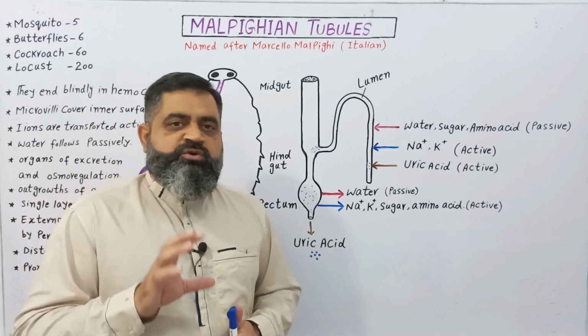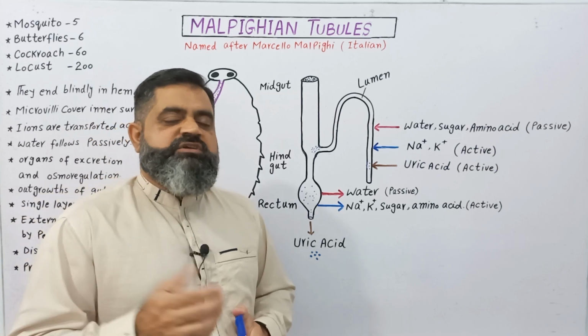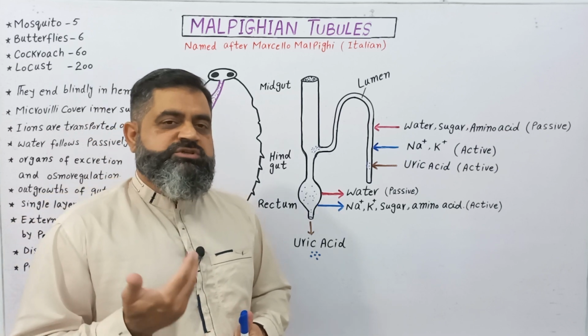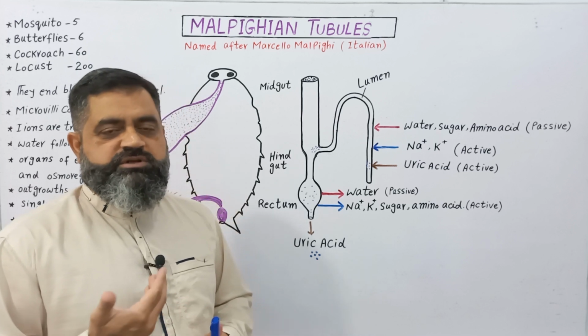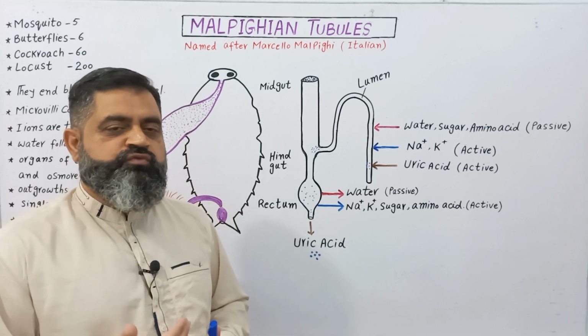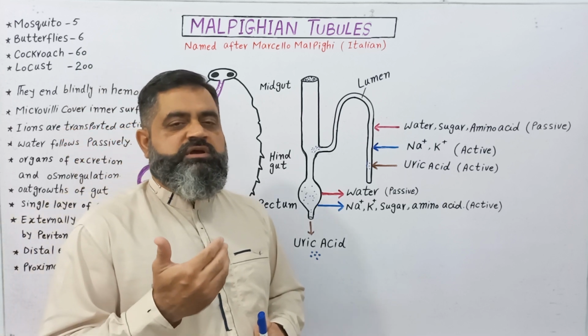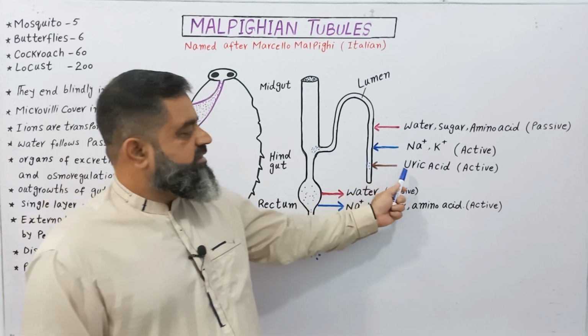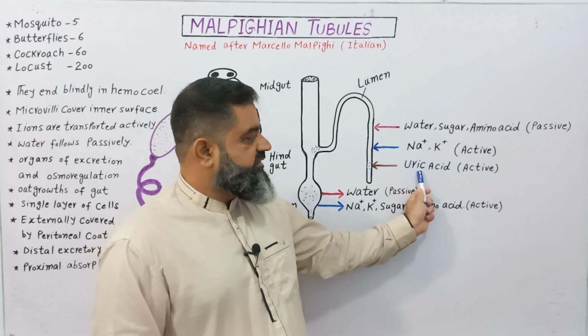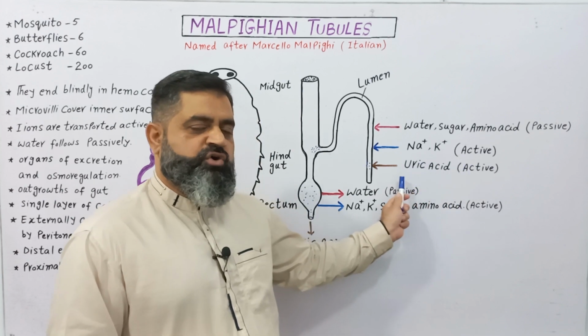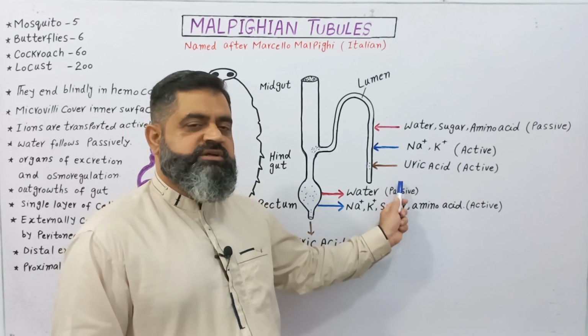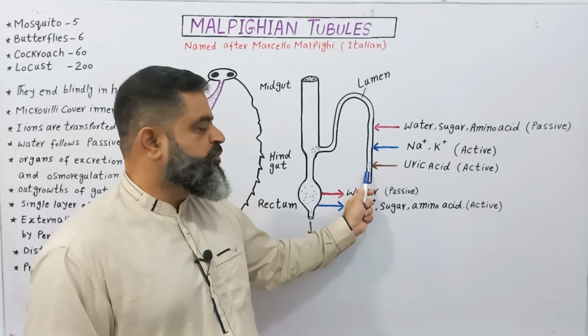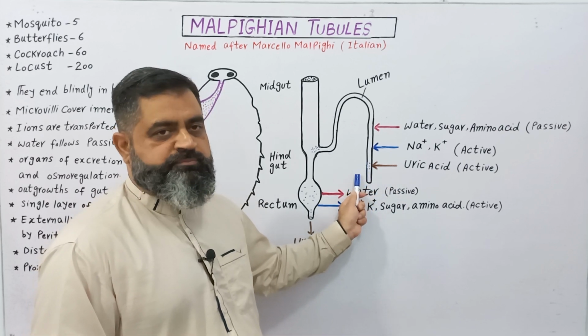So to remove the nitrogenous waste, metabolic waste products from the body, which is usually uric acid, because these animals are uricotelic and they remove their body metabolic wastes, which is uric acid. So they actively transport uric acid from hemolymph present in hemocoel into the lumen of the Malpighian tubule.